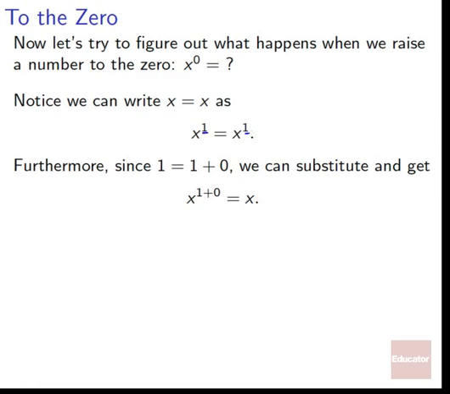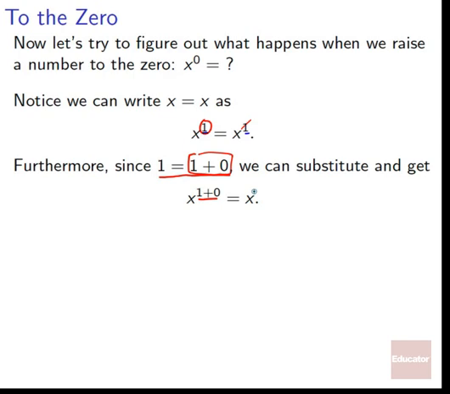But not only that, we know that 1 is equal to 1 plus 0, right? 1 plus 0 is just 1. So if we want, we can take this 1 right here and we'll substitute it for 1 plus 0 and we have x to the 1 plus 0 and then we'll just sort of knock out this other side and leave it as x just so it's easier to read what's going on. So we've got x to the 1 plus 0 equals x.